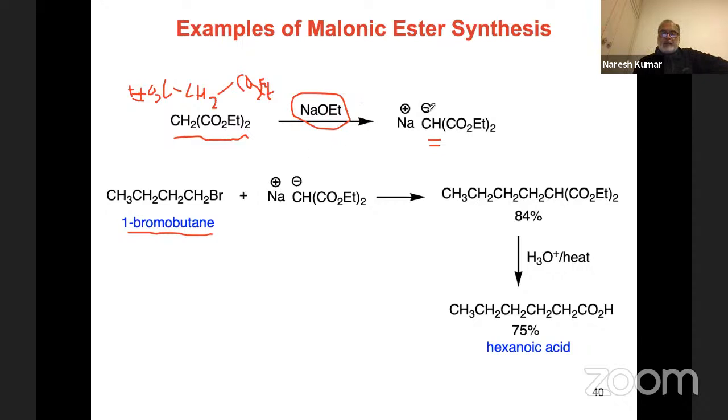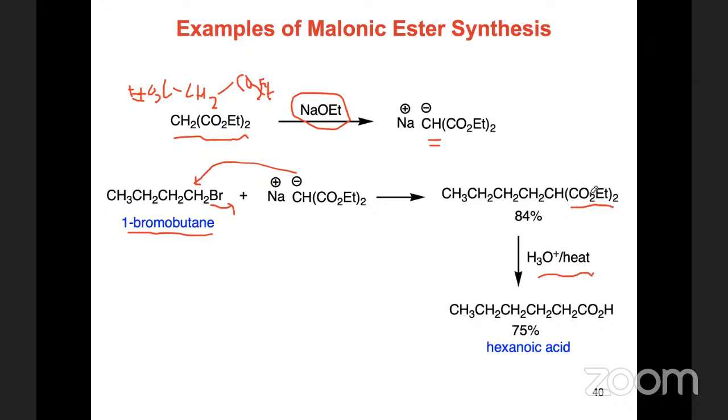With base, you remove one of the protons. Alkyl halide will then react with the intermediate anion, and bromide is kicked out, and you get this diester compound. And when you hydrolyze it in the presence of aqueous acid, one of the carboxylic acid will be lost because it'll be hydrolyzing to the carboxylic acid first. And once the carboxylic acid is formed, then one of them decarboxylate and you get this product.